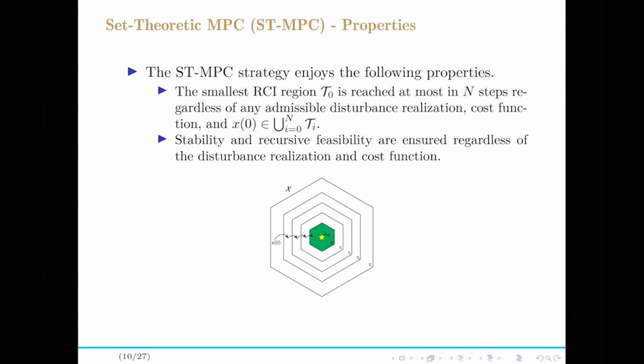Set-theoretic MPC also satisfies the following properties. First, the smallest RCI region, or tau 0, is reached in at most N steps, regardless of any admissible disturbance realization or cost function, and capital N is the number of one-step controllable sets. Also, stability and recursive feasibility are ensured regardless of the disturbance and the cost function.